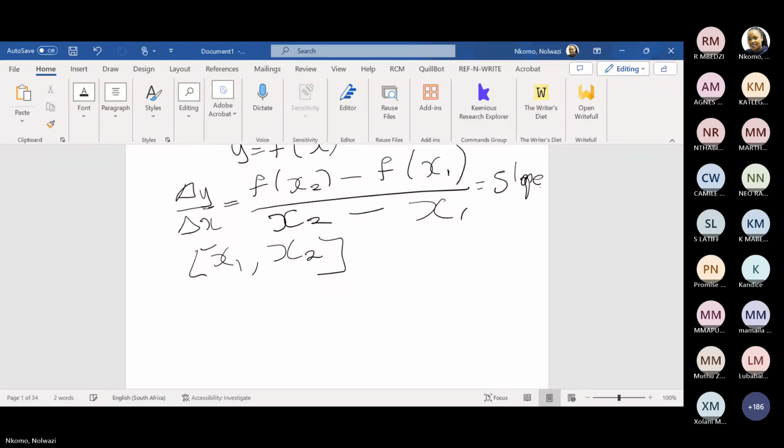So if the slope, okay, we said this is the slope of y, is equal to, let me write, y2 minus y1 over x2 minus x1. And we said this sometimes is called the derivative.